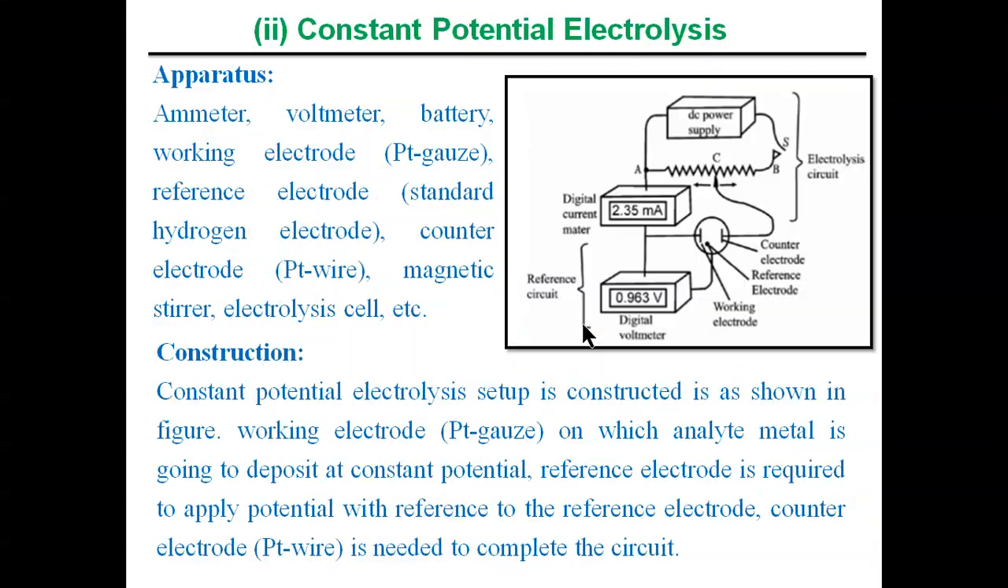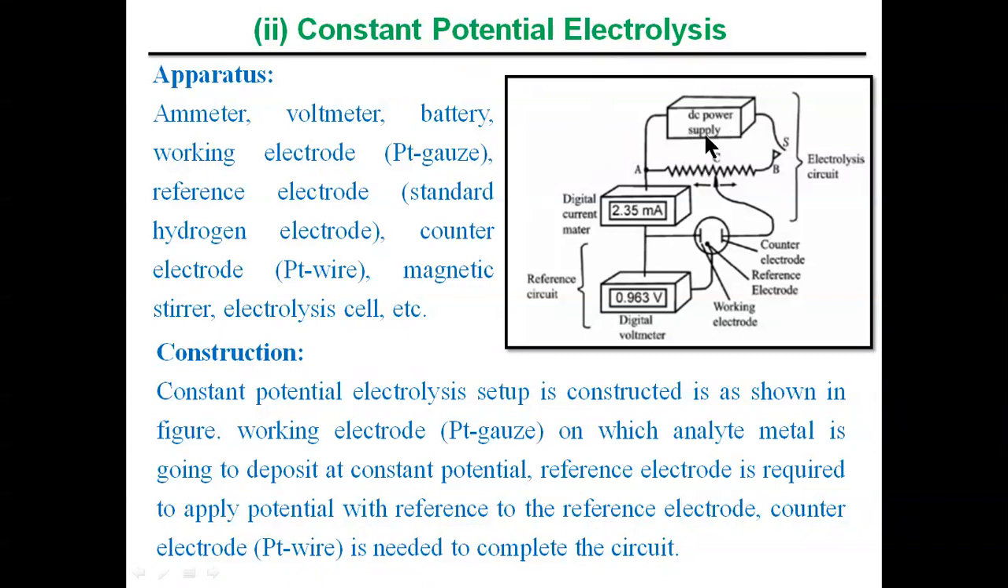The second method is the constant potential electrolysis method. Here we are using a three electrode system, and in the constant current electrolysis method we are using a two electrode system. Here again we have the same ammeter, voltmeter, battery, and the working electrode is again the platinum gauge. The reference electrode is the standard hydrogen electrode, and the third electrode is the counter electrode, that is a platinum wire, and next is a magnetic stirrer. The electrolysis setup is the same.